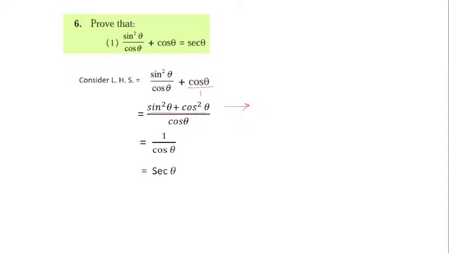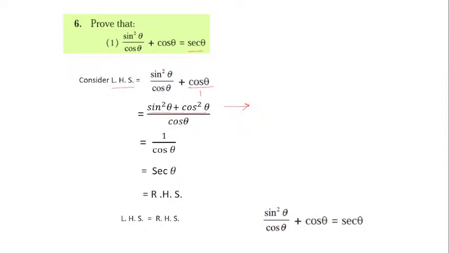And 1 divided by cos theta, its reciprocal is there, and reciprocal of cos theta is sec theta. So we have started with the left hand side, and finally we have got here the sec theta, that is the right hand side. So the left hand side is equal to right hand side. So that is what we wanted to prove, and hence we get the result that sin square theta divided by cos theta plus cos theta is equal to sec theta. So this is how we can solve this question. We have to consider any one of the sides, and we have to go on solving, or use some trigonometric identities or the relations between trigonometric ratios to get the second side.